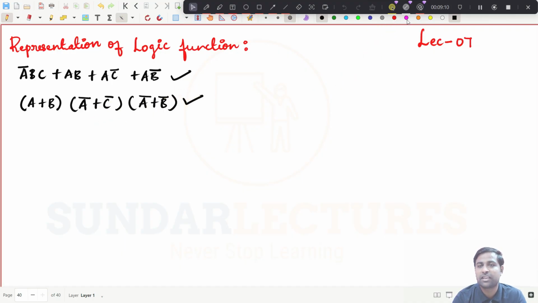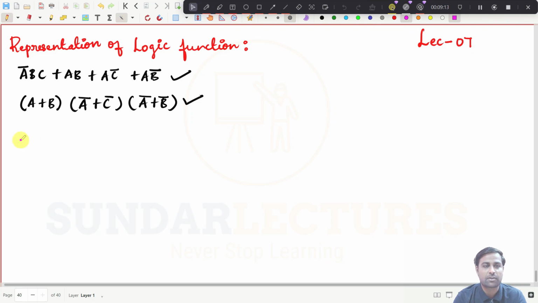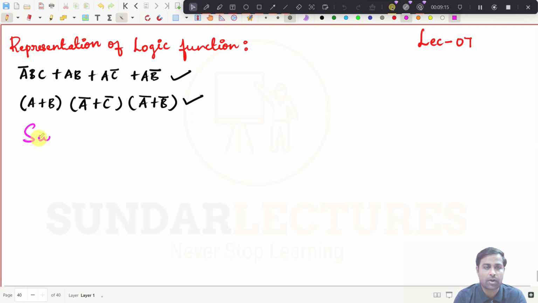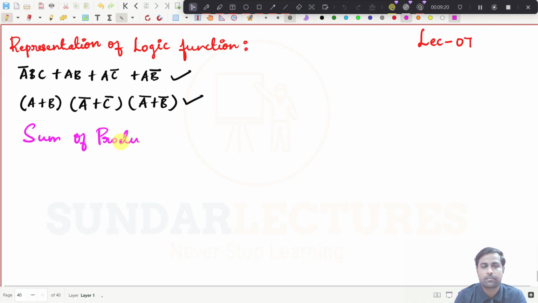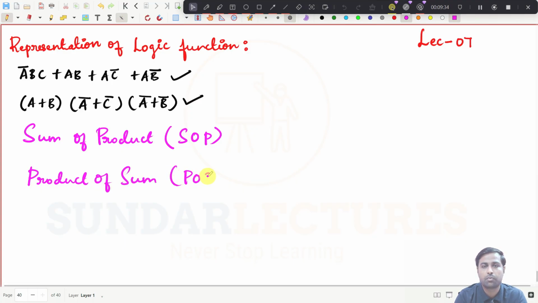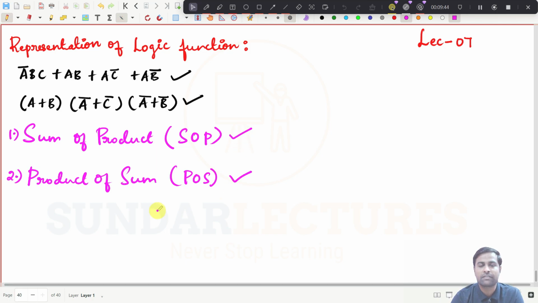And there come the different types of Boolean expression. One is sum of product, that we generally call SOP. And one is product of sum, that is POS. So there are two different forms of Boolean expression. One is sum of product, one is product of sum.